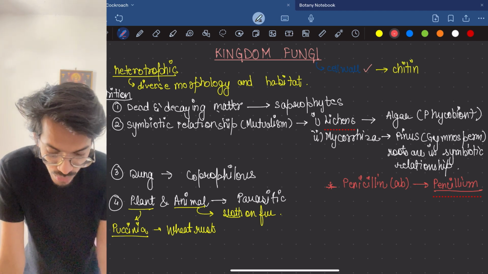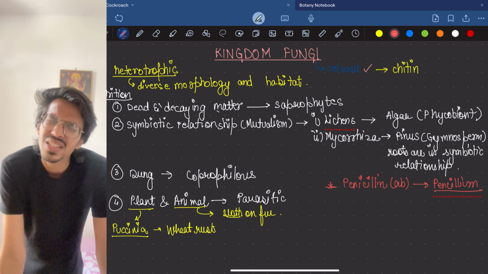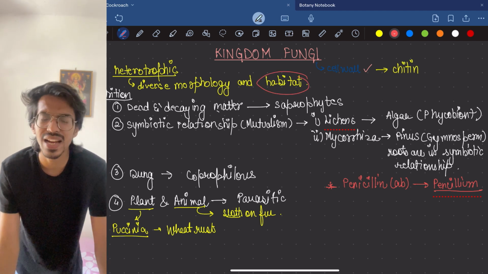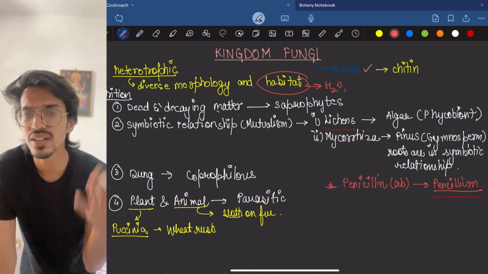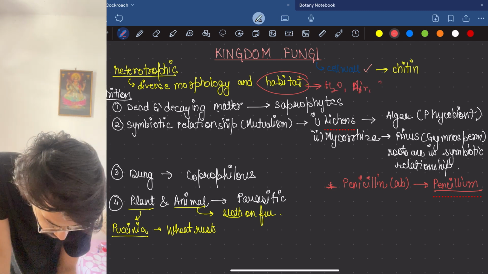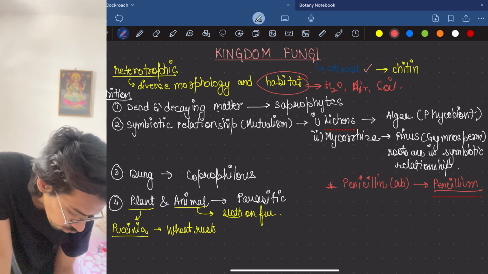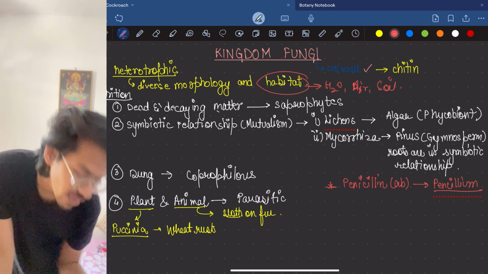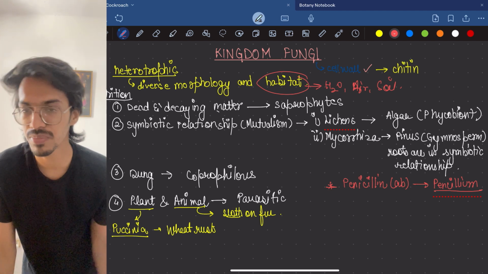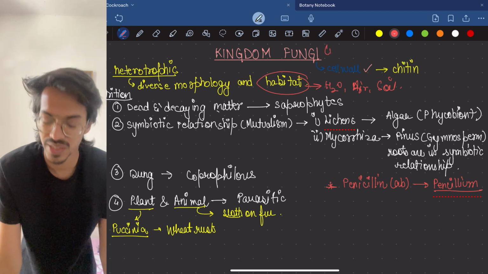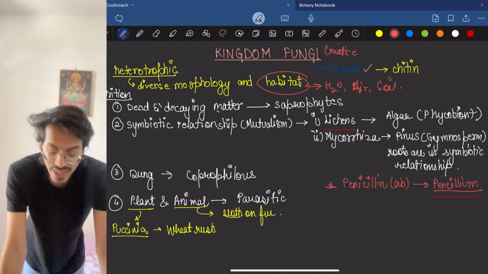Moving on, next we have: they can be present in a wide range of habitats, meaning they are present in air, water, soil. In terms of habitat, everywhere they are present, even on animals and plants also. So everywhere they are present.